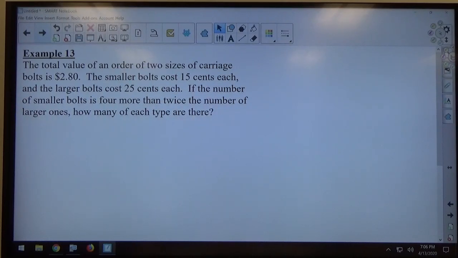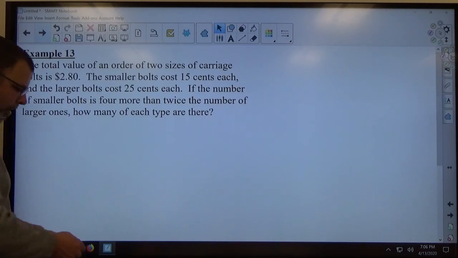Okay, example 13 is where it gets a little bit more challenging. It's more meaningful, really, because it has a real-world situation here, buying bolts. We know the total value of an order of two sizes of carriage bolts is $2.80. The smaller bolts cost 15 cents each. Larger bolts cost 25 cents each. The number of smaller bolts is 4 more than twice the number of larger ones. How many of each type are there?